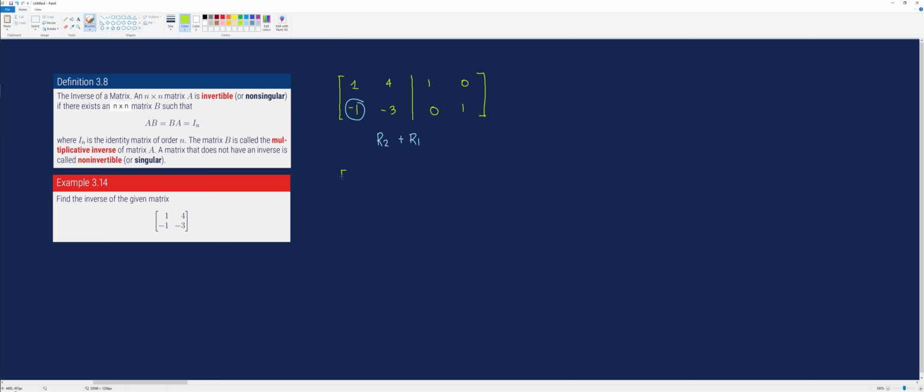For the first row, we will not do anything. So that is 1, 4, 1, 0. But for the second row, R2 plus R1, that is 1 plus negative 1 is 0. And negative 3 plus 4 is positive 1. Here, 0 plus 1 is 1. And 1 plus 0 is 1.